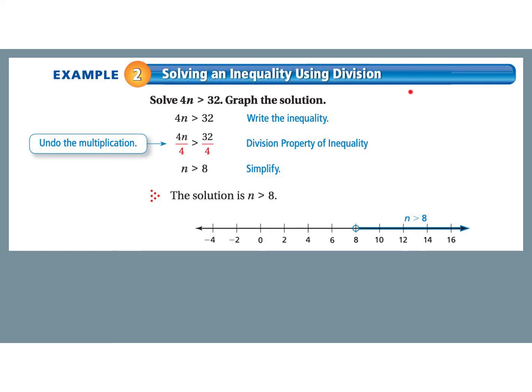Solving an inequality using division. Solve 4n is greater than 32 and then graph the solution. So you write the inequality, 4n is greater than 32, use division, you want to get the n by itself. So when you do that, remember those 4's cancel out, so then you get the n. 32 divided by 4 is 8, so the solution is n is greater than 8. So when you graph that, notice that they have an open circle because it's greater than 8. It couldn't be equal to that, but it's greater than. And so then the arrow goes to the right.